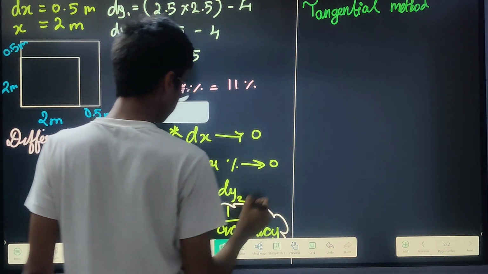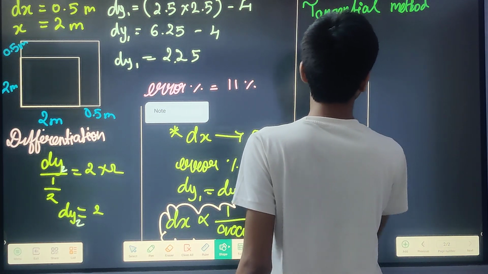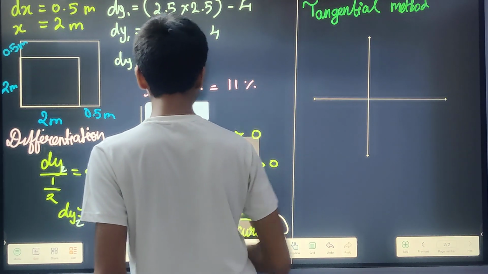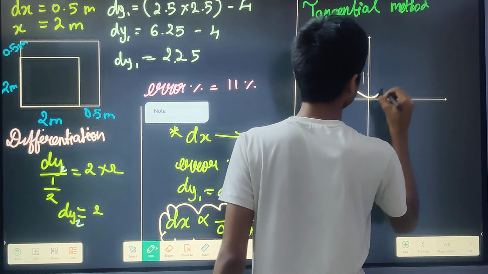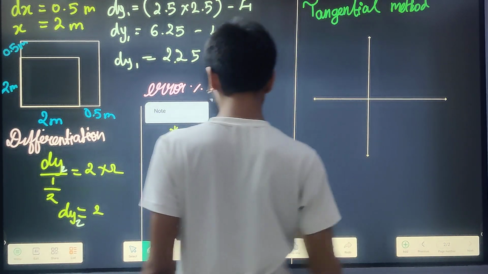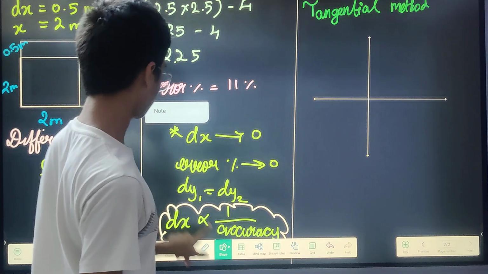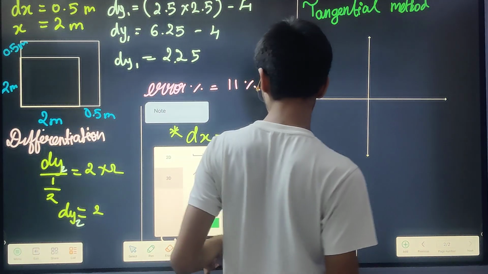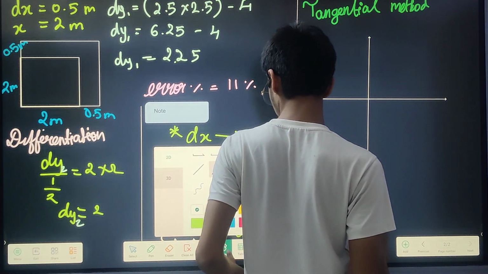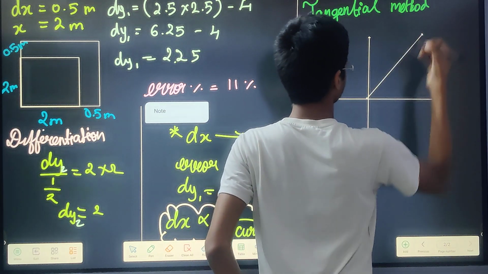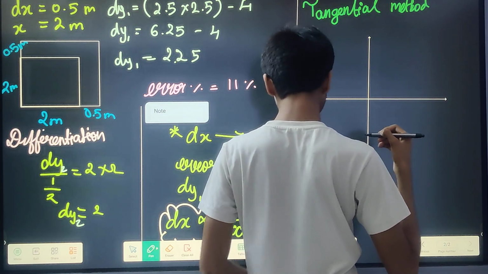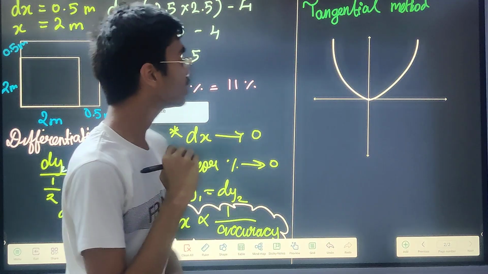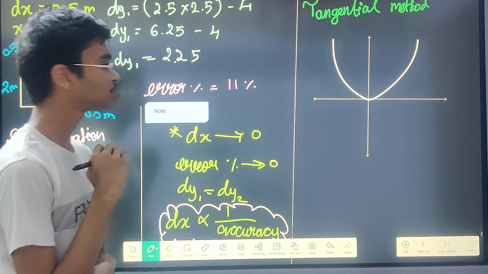What does it mean? It means that you are going to take x square. Okay, what is x square? It is a parabola, right? I'm not that good in diagrams and I don't think I have a parabola here. No, I don't have a parabola. Okay, so imagine that is your parabola.